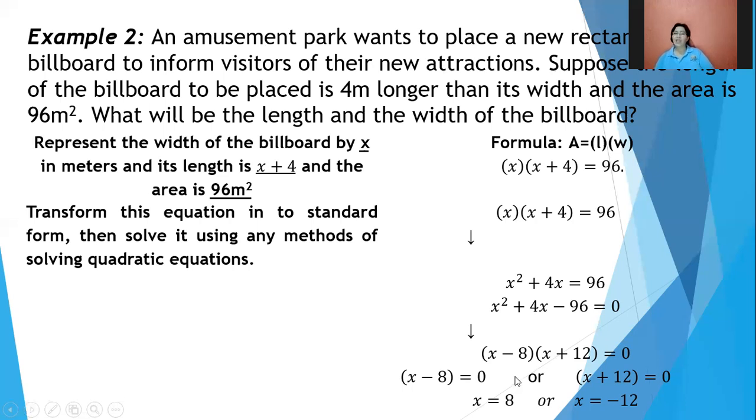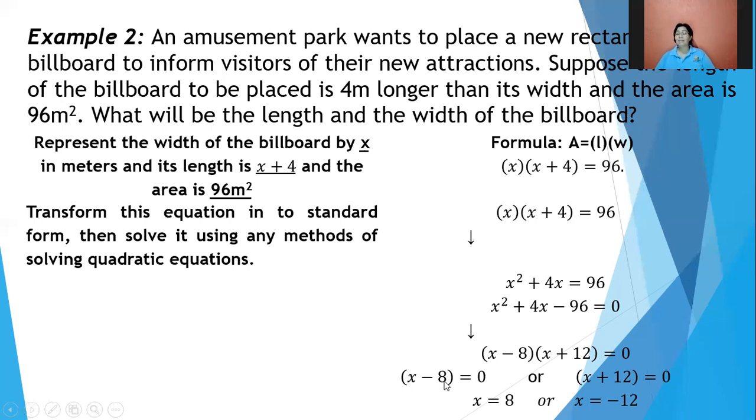Let us check using the FOIL method. We have x times x is equal to x squared. X times 12 is positive 12x. Negative 8 times x is negative 8x. Then 12x minus 8x is equal to 4x. Then the last term, negative 8 times positive 12, is equal to negative 96.